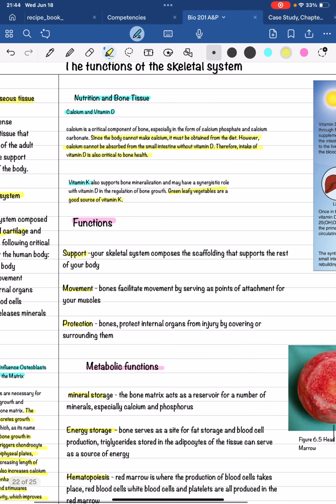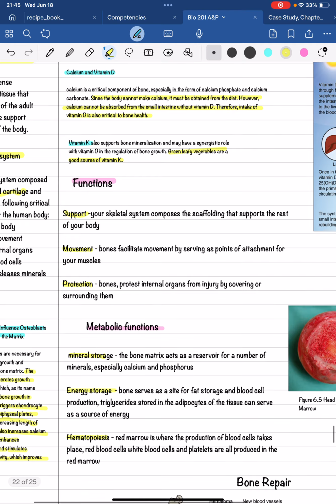Vitamin K also supports bone mineralization and may have a synergistic role with vitamin D in the regulation of bone growth. You can find vitamin K in green leafy vegetables.